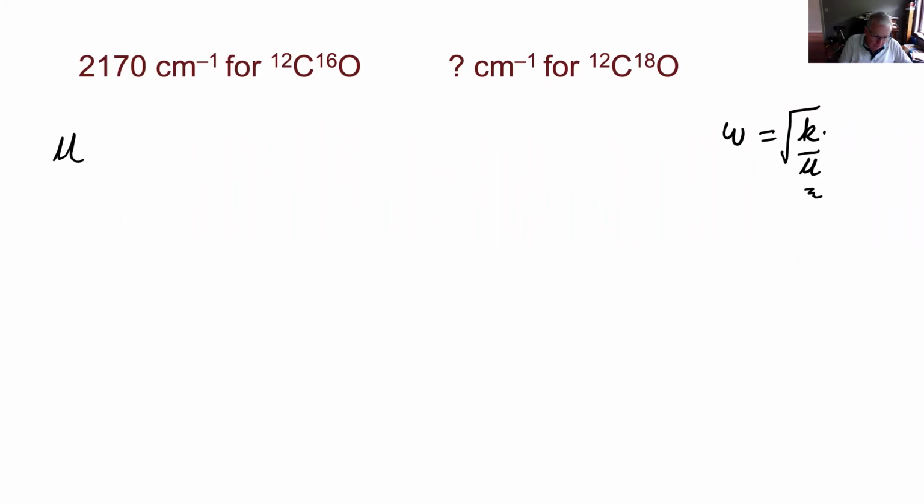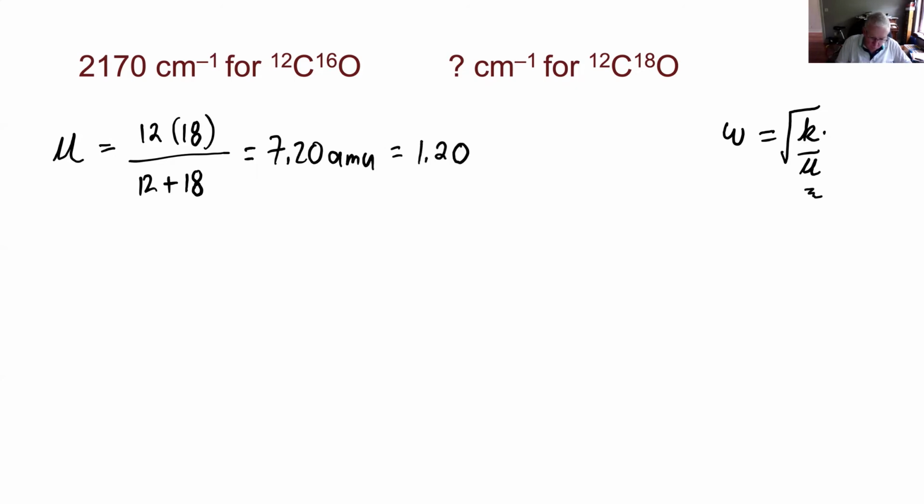So first I'm going to get my new reduced mass. My mu is now 12 times 18 over 12 plus 18. That comes out in AMUs to be 7.2. Which, if I convert that to kilograms, I've got 1.2 times 10 to the minus 26th kilograms. If I just peek back at the notes for the previous one, we had 1.14, right? So we've shifted the reduced mass a little bit. In AMUs, it was 6.86 for the oxygen 16, and now it's up to 7.2.